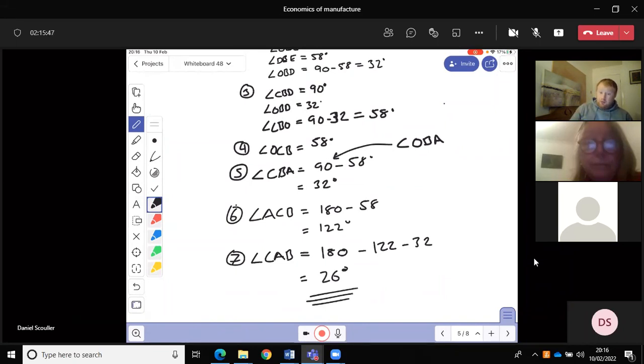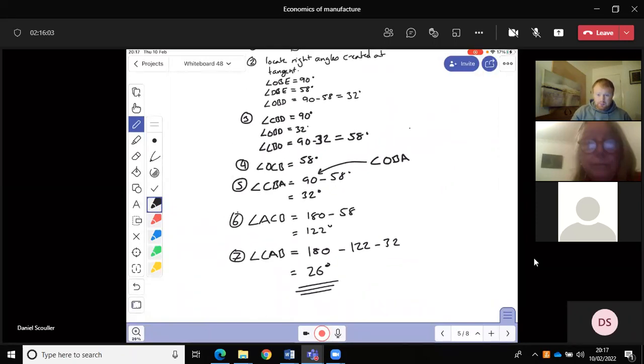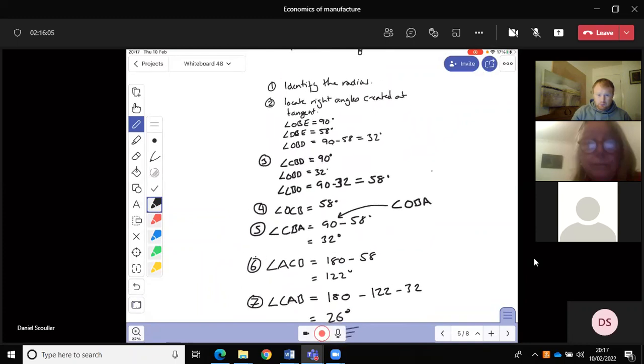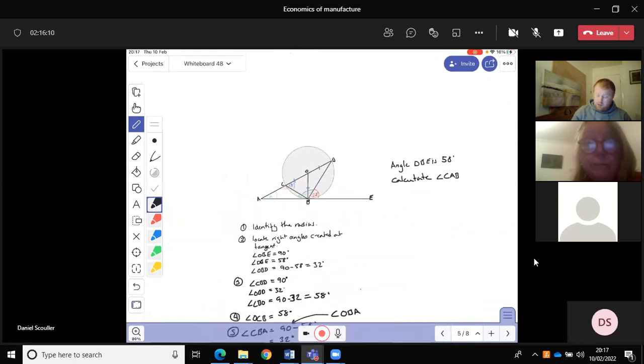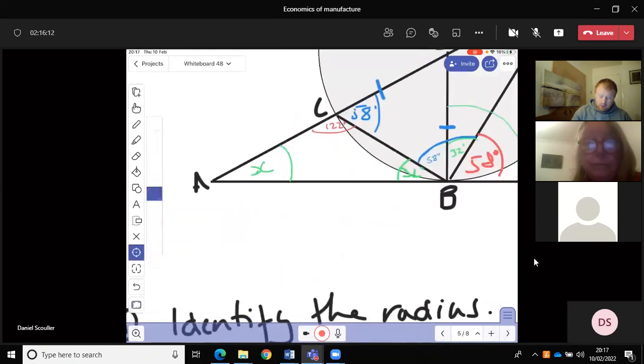So a lot going on. One step at a time, one angle at a time. Build up the picture. If you can't find one angle, move to another one, see if you can find that. Start making links, start making connections. So angle CAB, which is what the question asked for, we found by finding the 2 other angles in that triangle.